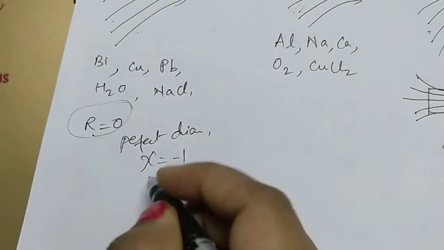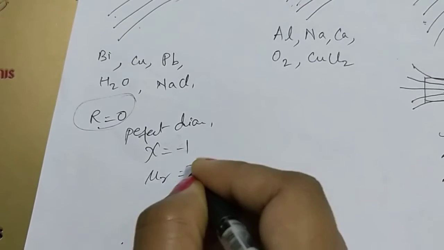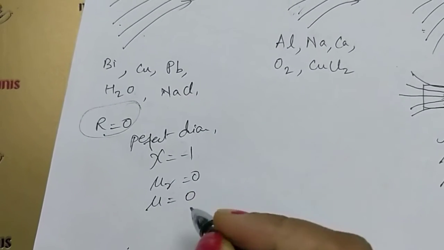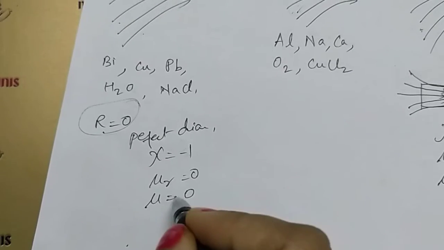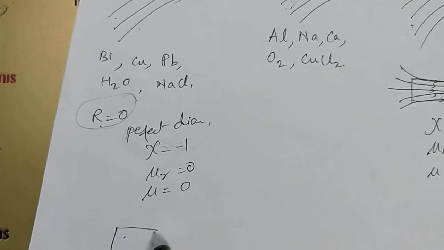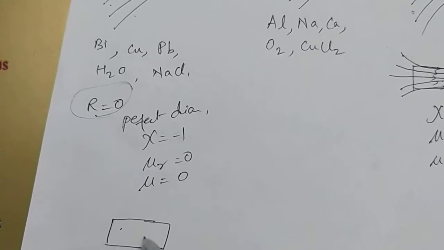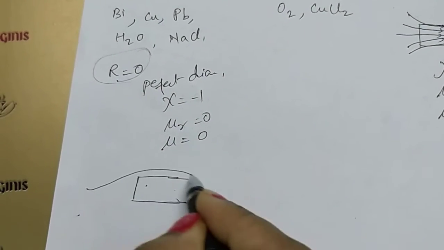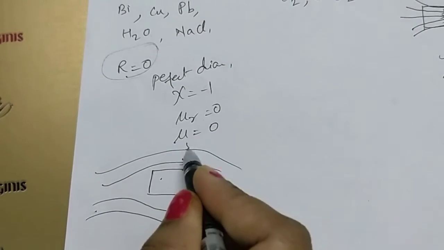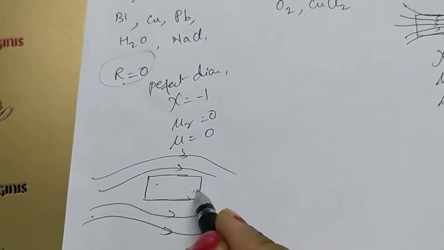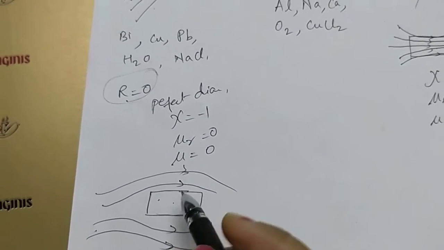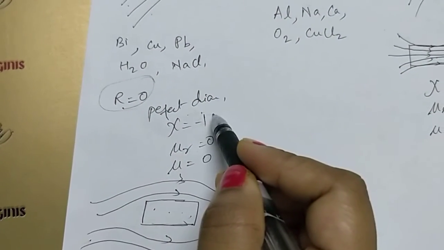If Xi is equal to -1, you know that mu r will be equal to 0, and mu will also be 0, because mu is mu r mu naught. That means if you have an external magnetic field and you place a perfect diamagnetic material, all the field lines will go out of it. For a perfect diamagnet, not a single line will pass through it. So it is like a shield, shielding this region from the external magnetic field. This perfect diamagnetism is called the Meissner effect.